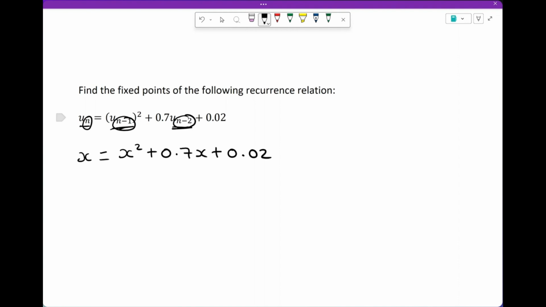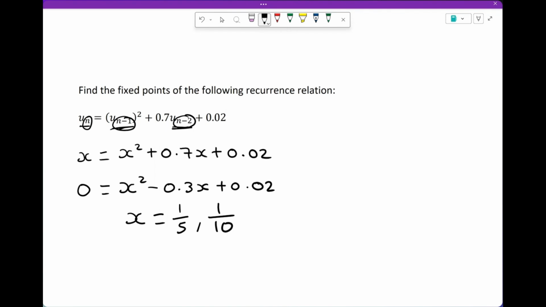Now in this case, we've got a quadratic again, which we can solve. So let's get everything to one side. We're going to subtract x from both sides. So we get 0 is equal to x squared subtract 0.3x plus 0.02. Then I'm going to use the quadratic solver on the calculator to get our solutions for x. And those would be 1/5 and 1/10.